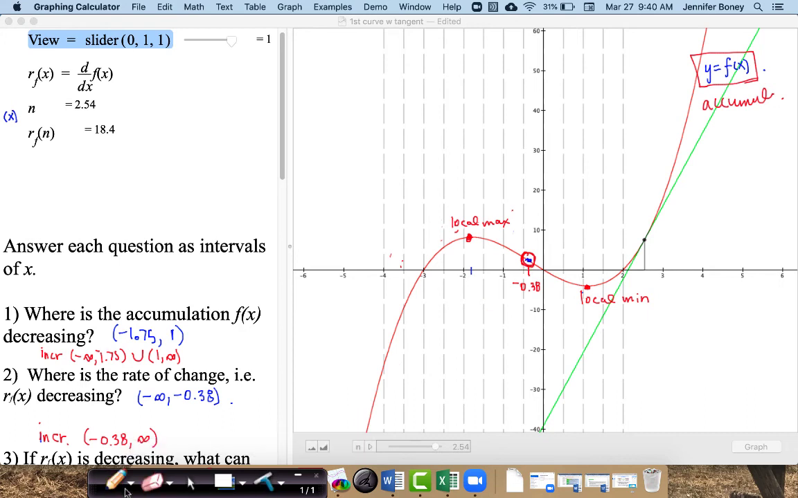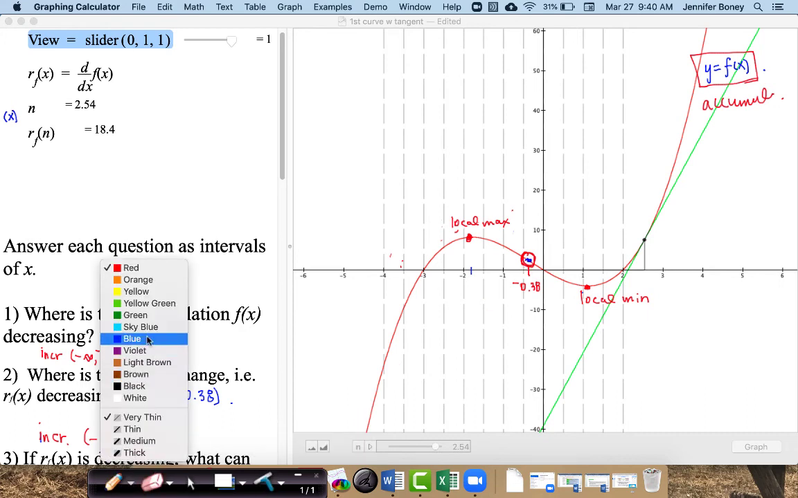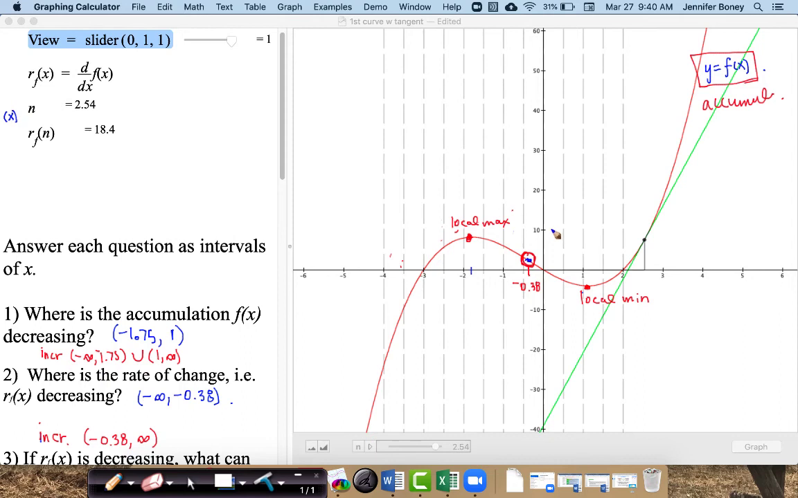This point in the middle is not about a change in the accumulation. It's about a change in the rate of change. Visually speaking, the curvature of the graph changes there. This is like, hilltop, hill bottom. This is what's called curved down or concave down. This is curved up or concave up.